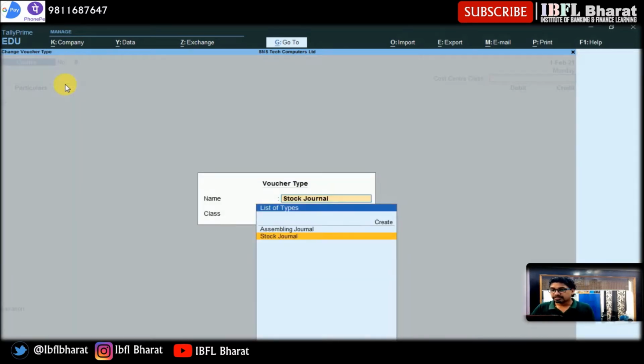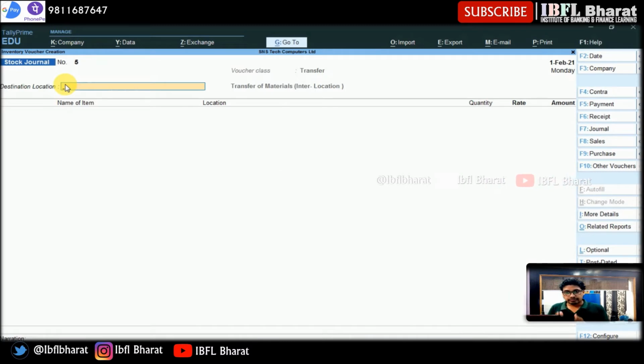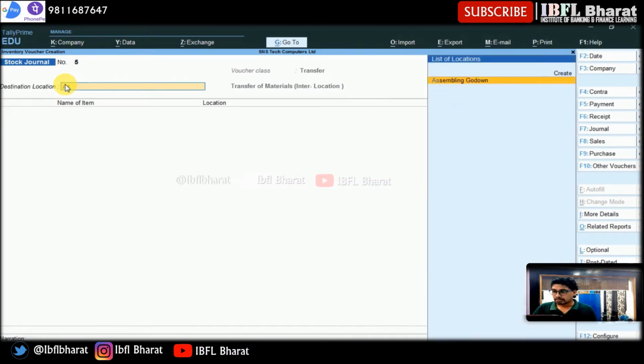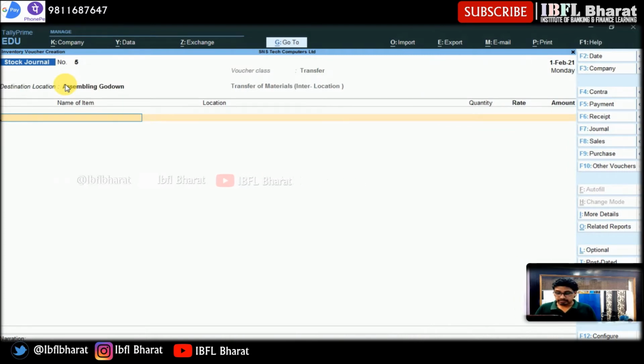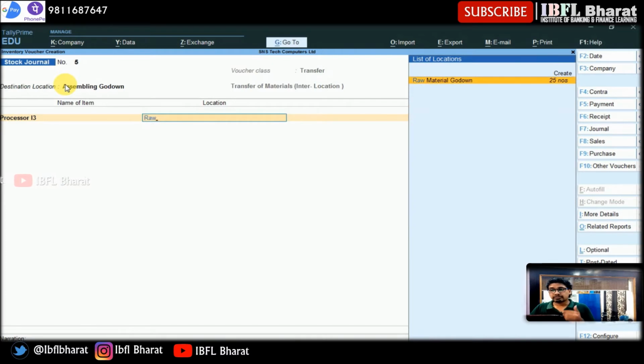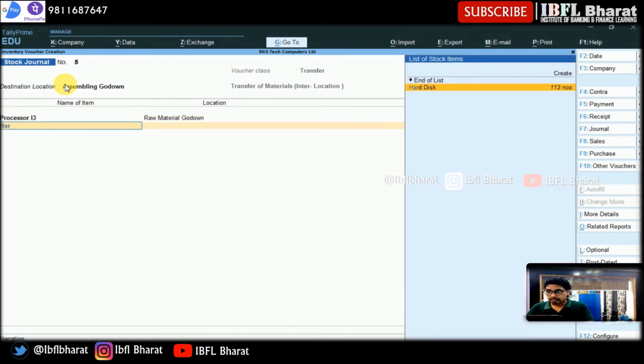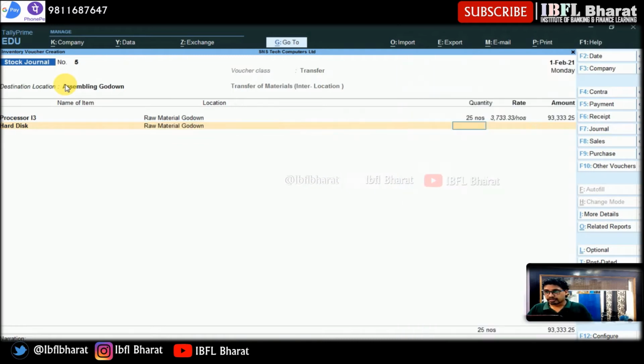So open Alt F7 and go to the stock journal voucher, and take the class also, the transfer class, and at once only take the destination location, this is assembling godown, and enter the name of the item, Processor i3, and the source location, which is raw material, we have to enter here. Raw material, we are sending 25. Next is hard disk from raw material, we are sending 50 quantity.